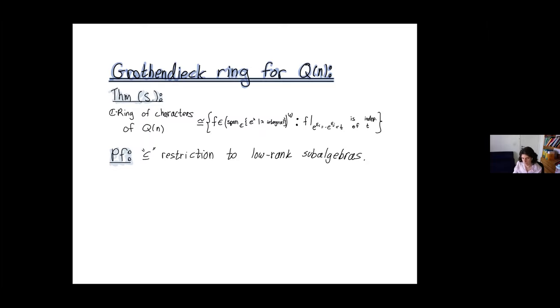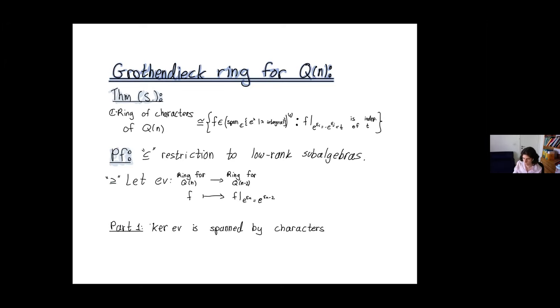The other side is done in the following way. Evaluation: I keep saying functions which, if you evaluate epsilon_i equals negative epsilon_j equals t, are independent of t. So in fact, I have a map called evaluation from this ring of supersymmetric functions in n variables to the ring of supersymmetric functions in n minus two variables. If the evaluation is independent of t, I can just evaluate epsilon_n and epsilon_{n-1}. So I'll just get rid of the last two variables and I have something with n minus two variables.